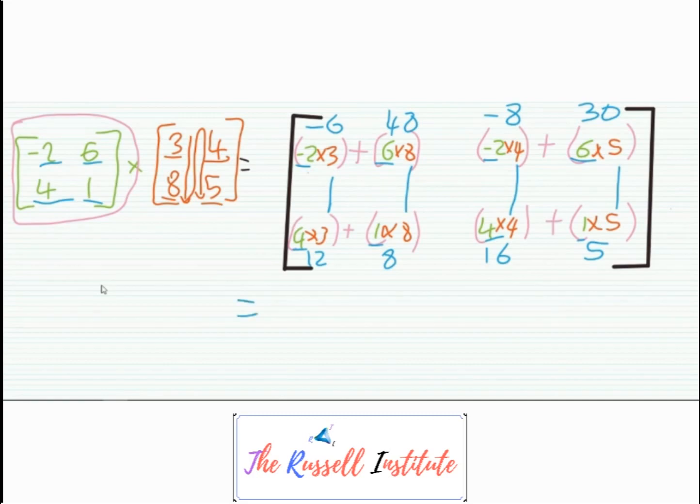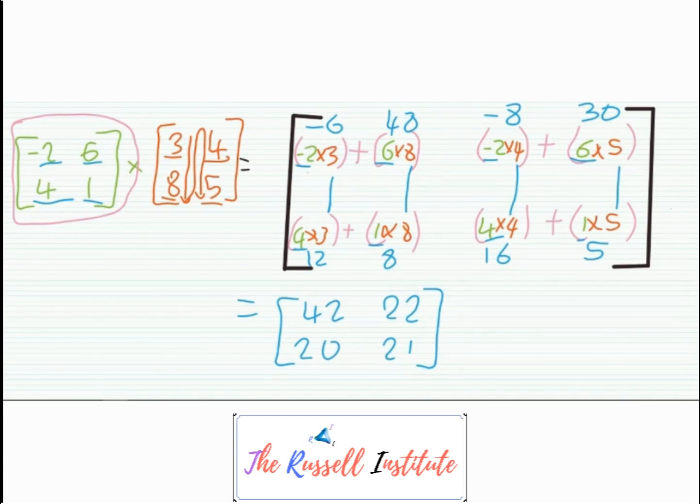So I can go ahead now and add and get my final answer. So -6 plus 48, that's +42. If you're not so good at integers, your calculator can assist you here. -8 plus 30, that will give me +22. 12 plus 8 gives me 20. And 16 plus 5 gives me 21, which gives me my final answer.